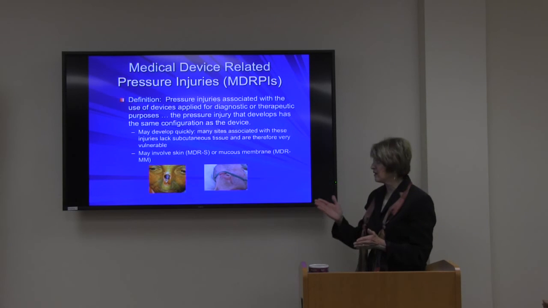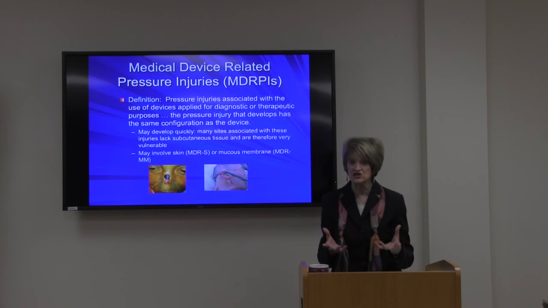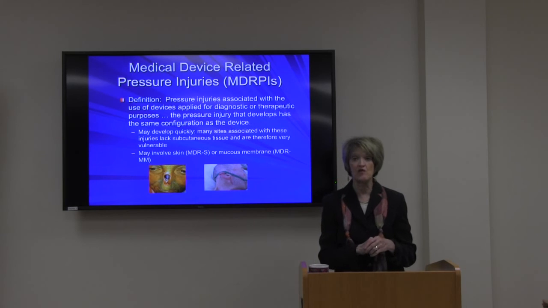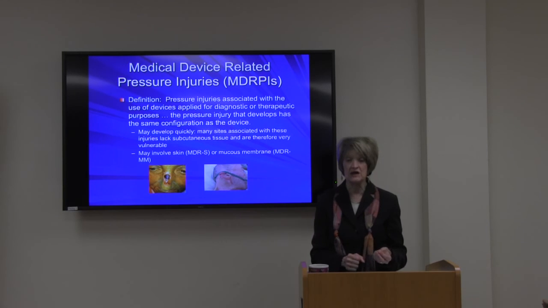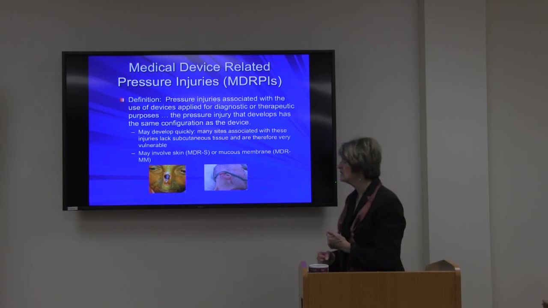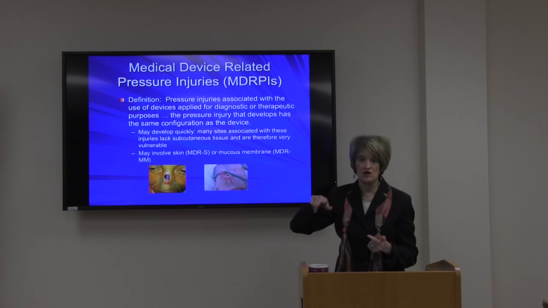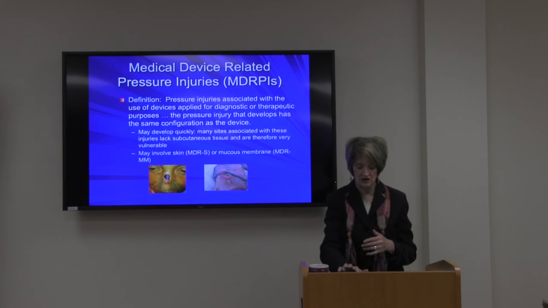Now, these can develop very quickly. Most of them occur in areas with very little soft tissue, so very little ability to redistribute pressures evenly, and therefore rapid development of tissue ischemia. The other thing you should know about medical device-related pressure injuries, some of them involve the skin, and some of them involve mucous membranes, the lip, the oral mucosa. If they involve the skin, they are frequently designated as MDR-S, and if they involve mucous membranes, MDR-ML.